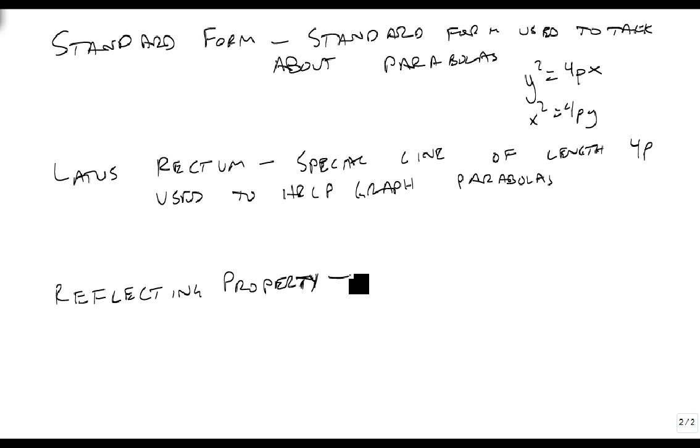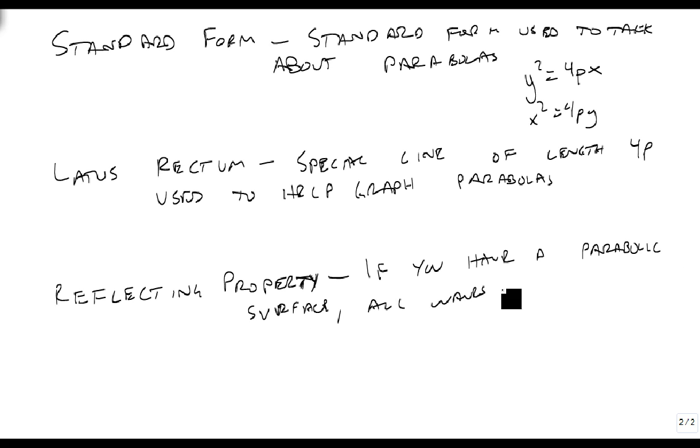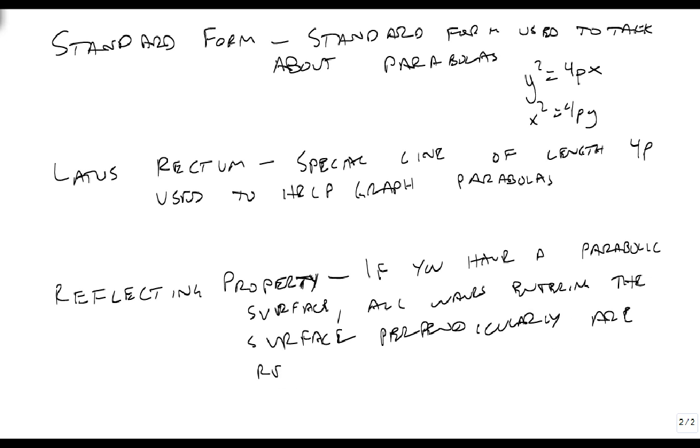And the reflecting property is a really cool property used in the real world that says if you have a parabolic surface, all waves entering that surface perpendicularly are reflected to a center focus. This is how satellites work, and we'll give this a lot more attention at the end of the section.